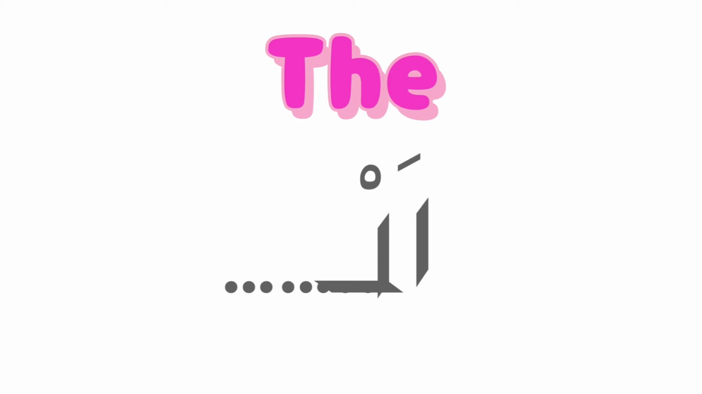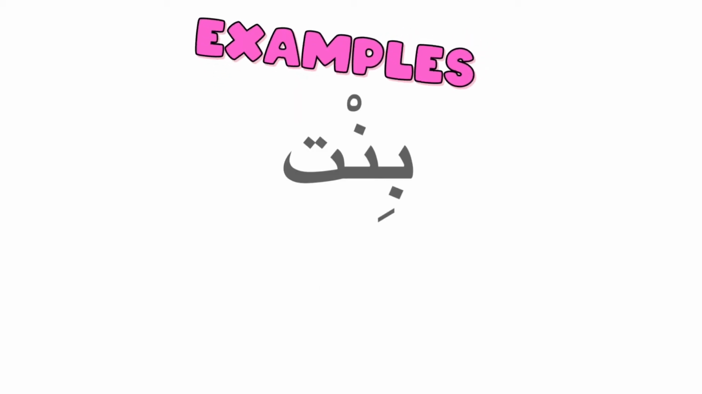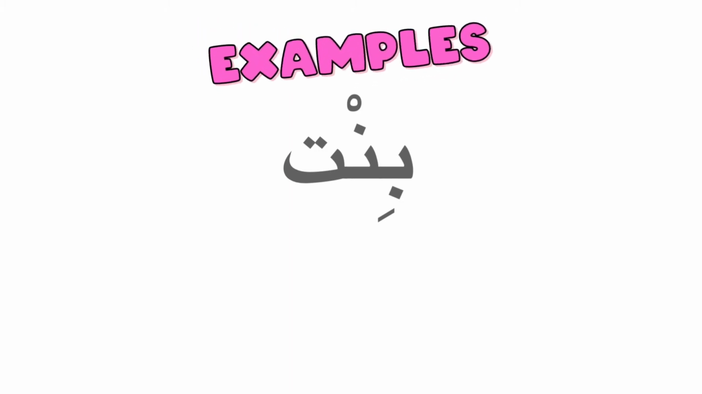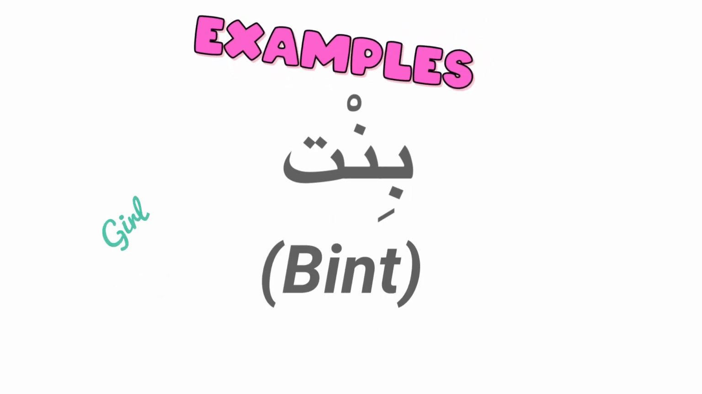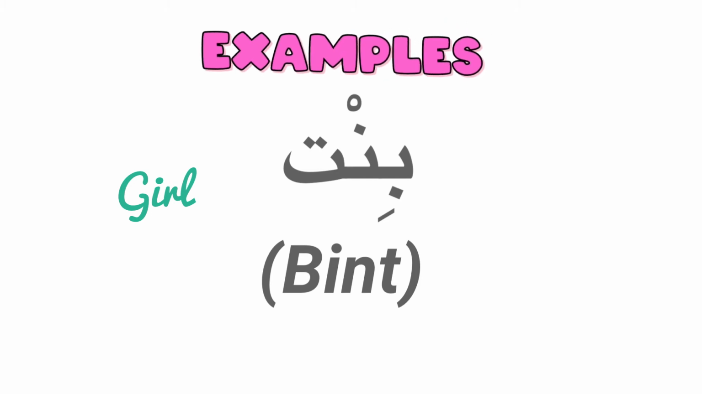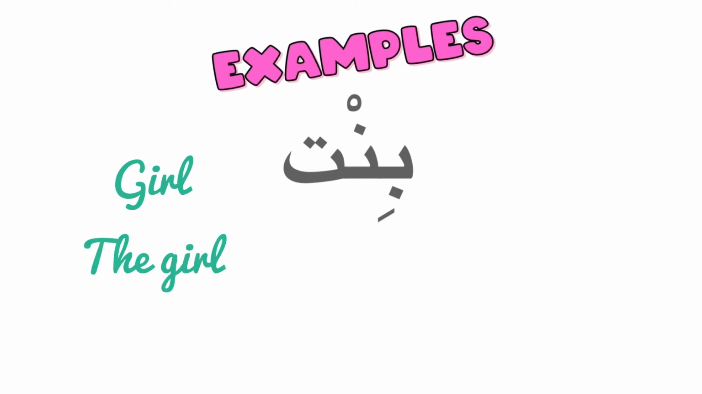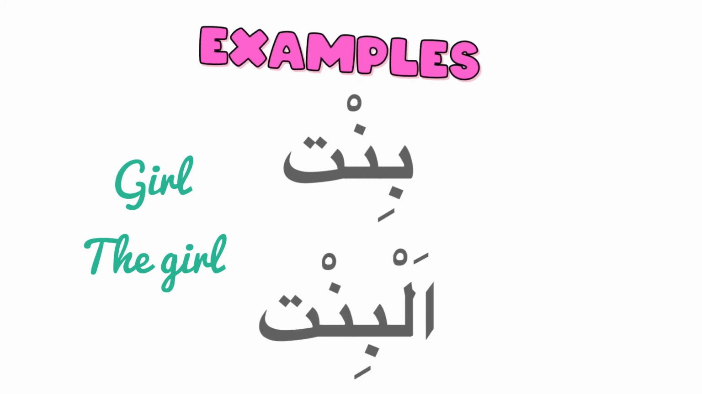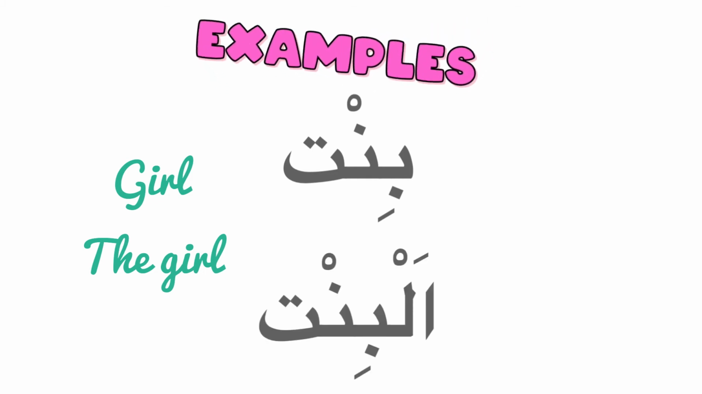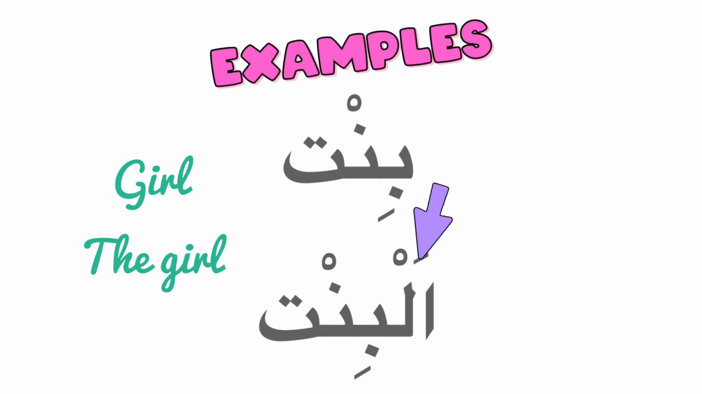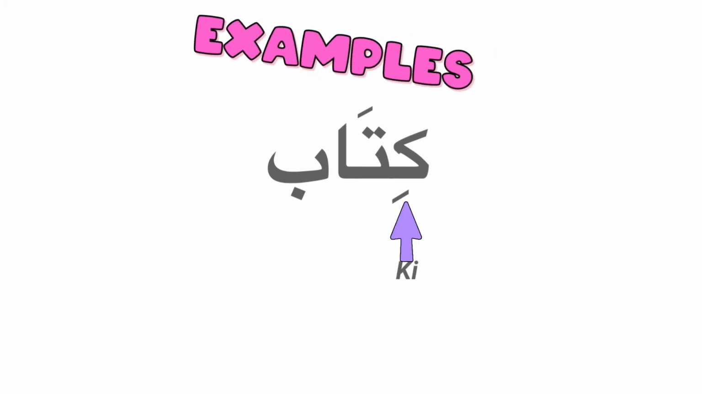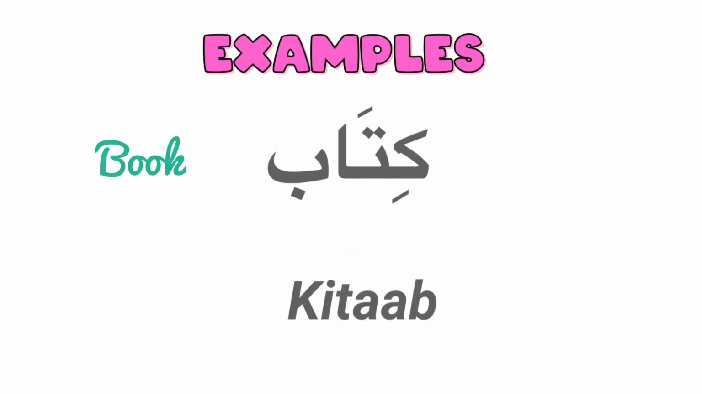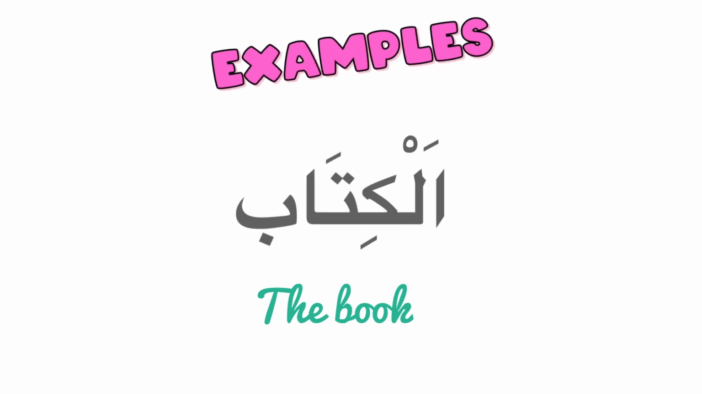Let me explain the concept in depth with the help of some examples. Okay, we have this word. I think by now you must be able to know how to read it. Bint means girl. If I want to change the word girl and make it "the girl", it would be البنت. The alif always has a fatha and the lam has a sukun. Next word is this, kitab. And if I want to say "the book", I say al-kitab.